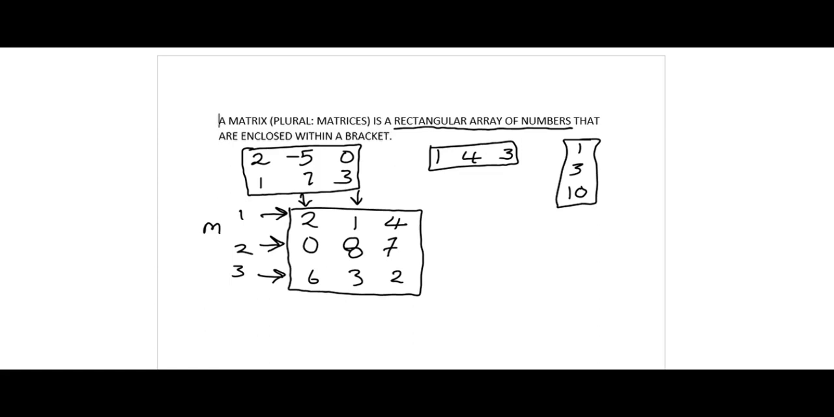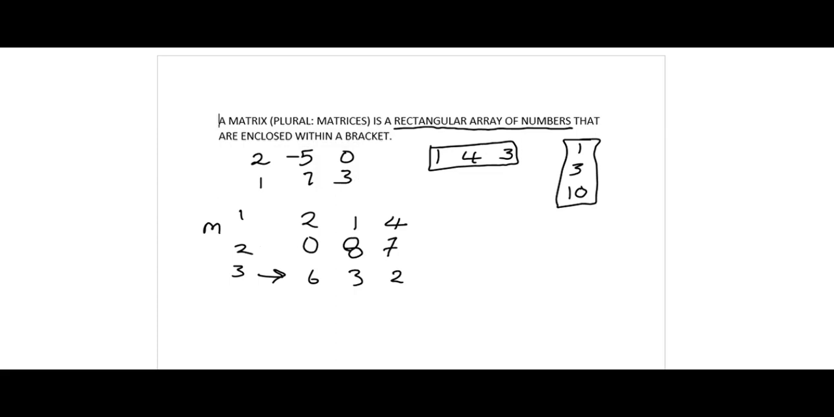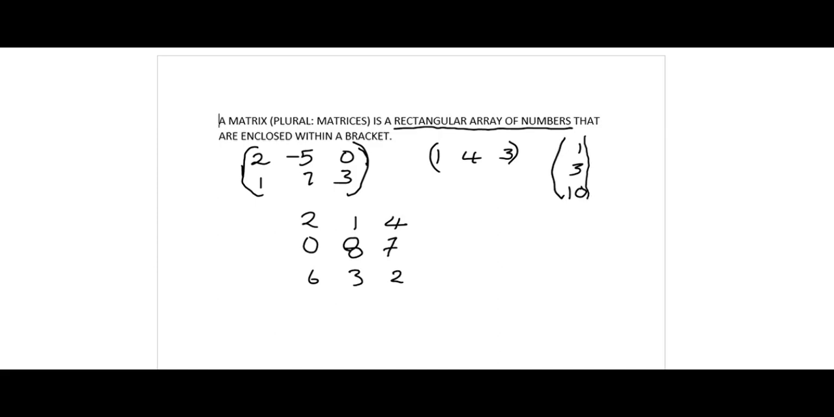Okay, so I'm going to finish up that definition of matrix. The next thing we said is that the numbers are enclosed within a bracket. So instead of using a square or a rectangle to enclose them, we enclose them in a bracket. So this is basically what a matrix is.